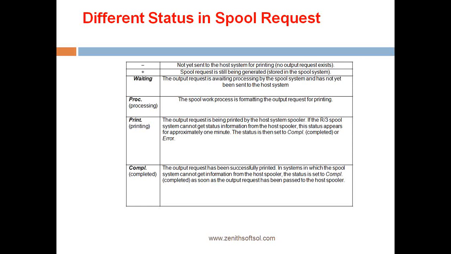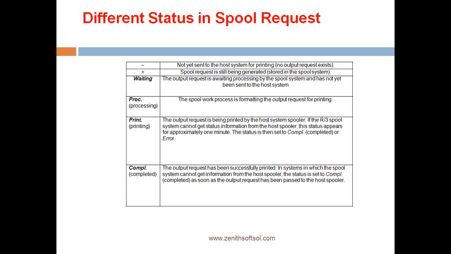In proc is nothing but processing. The spool work process is formatting the output request for printing. If a lot of pages have been printed, we can set up cleaning of all the print requests. There is a standard background job which we usually use to clean all the print requests.